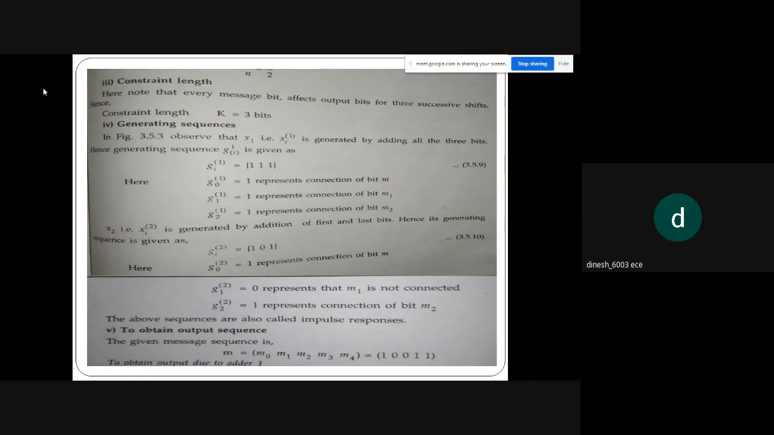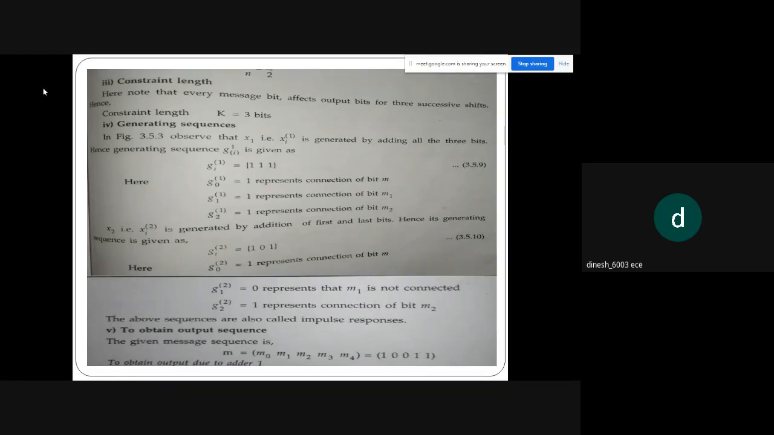So the generating sequence for x1, or x i of 1, can be written as 3 ones: 1 1 1. The first one represents g0 of 1, representing the connection of bit m. Second, g1 of 1 is equal to 1, representing the connection of bit m1. Next, g2 of 1 is equal to 1, representing the connection of bit m2.